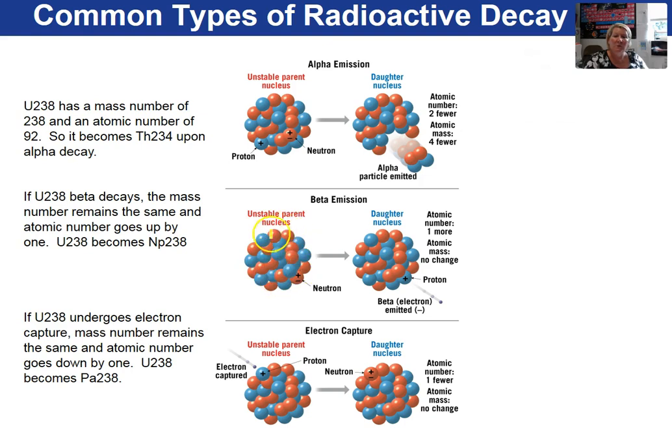Here is a visual, protons and neutrons. The neutron changes into a proton and in the process spits out a beta particle.